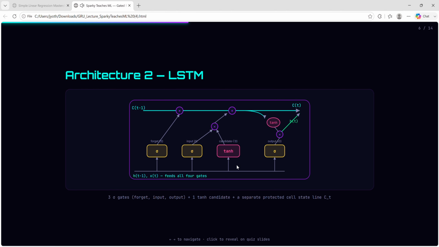Next, LSTM. Notice the extra line running along the top. That's the cell state, Ct, which acts as a protected memory highway. 3 sigmoid gates control it. The forget gate decides what to erase from the cell state, the input gate decides what new information to write in, and the output gate decides what part of the cell state becomes the visible hidden state. Powerful and precise, but 3 gates plus a separate cell state means more parameters and slower training.